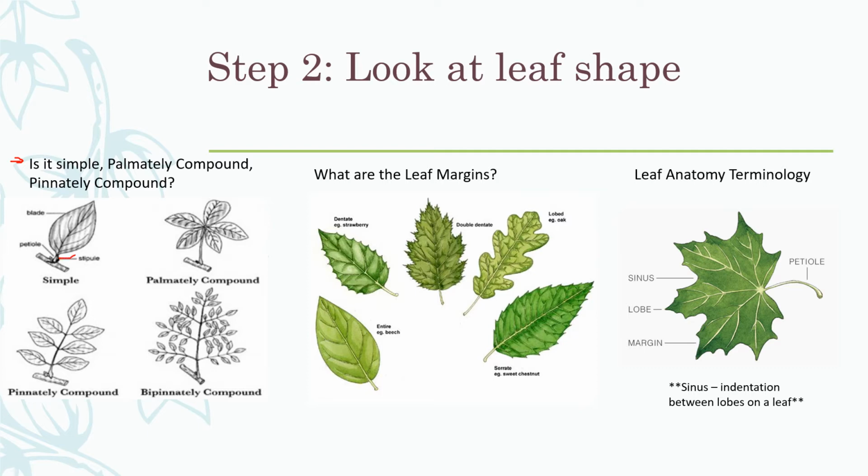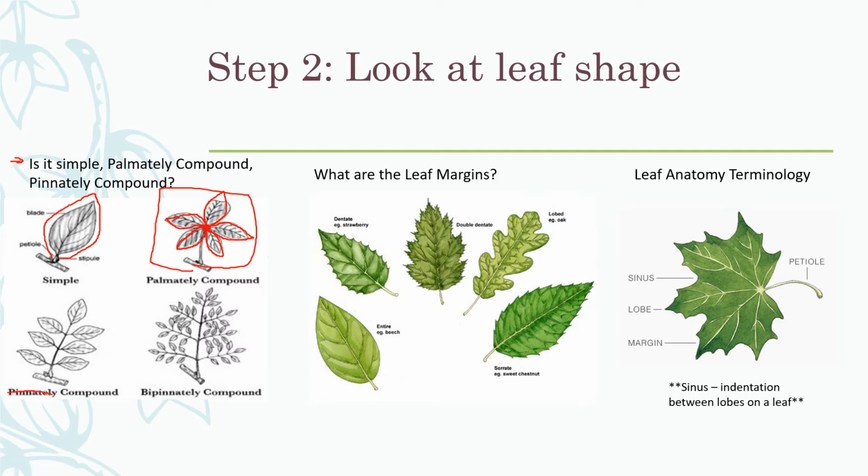Simple means it just looks like your most basic version of a leaf. It's just this oval teardrop type shape. Palmately compound means that there are leaflets. So this entire thing is a leaf, but there are leaflets coming from a centralized area, kind of like fingers on a palm, which is why these are called palmately compound, because they're coming from a centralized place, just like fingers on a palm. Then we have pinnately compound.